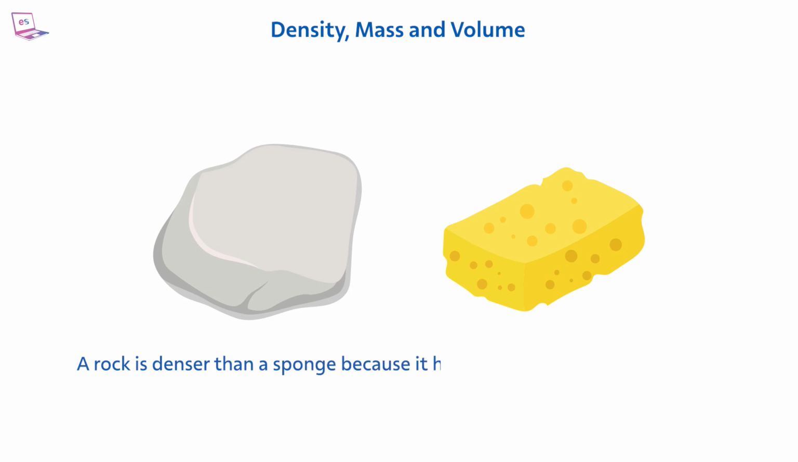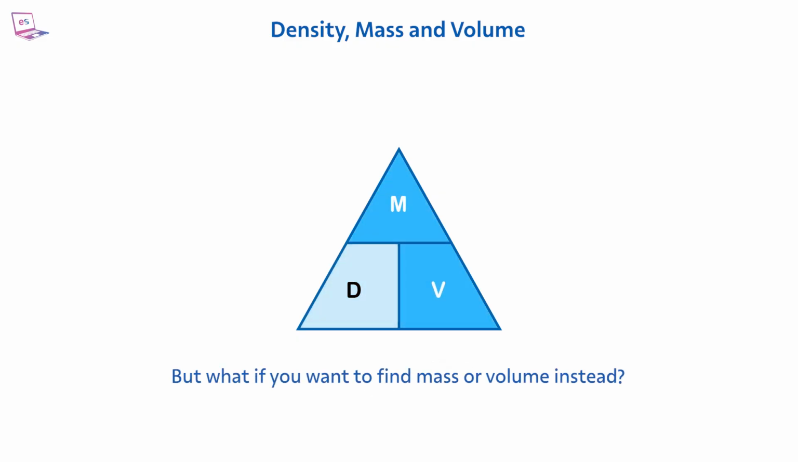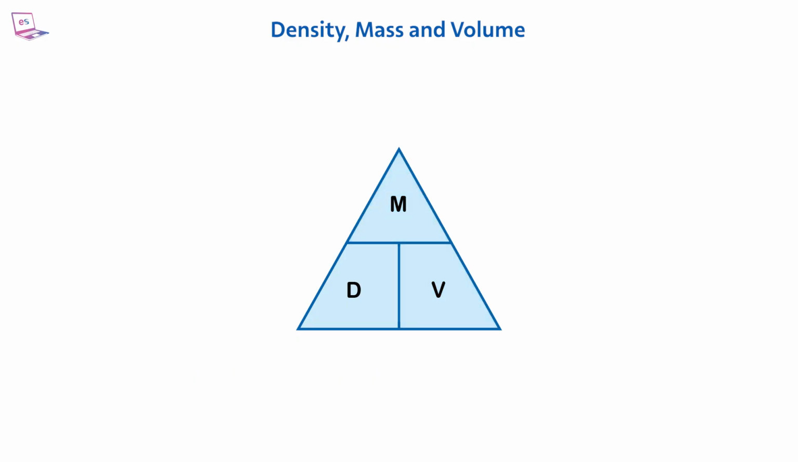For example, a rock is denser than a sponge because it has more mass in the same space. Density is calculated by dividing mass by volume. But what if you want to find mass or volume instead? That's where the formula triangle comes to the rescue. A formula triangle will have three quantities. You can easily calculate the third one if you know two of the three.